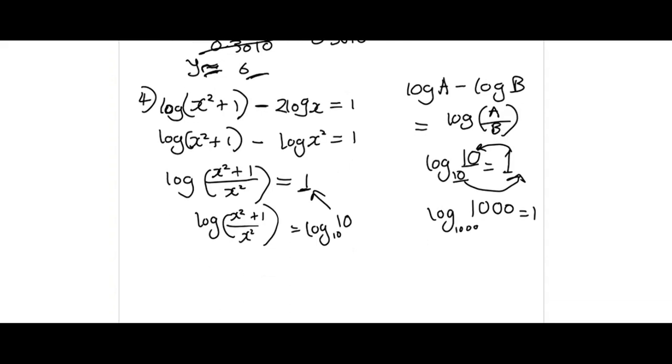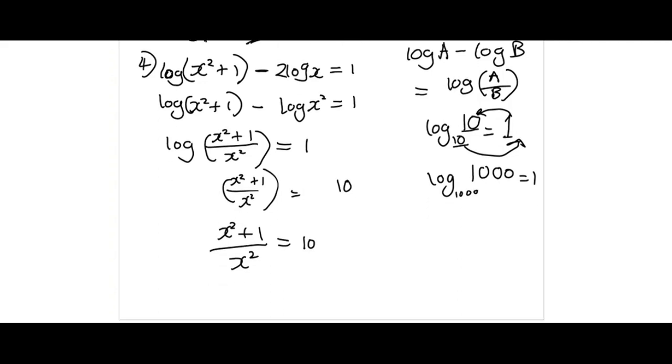The reason why we have to do this is because we want to cancel out the logs and their base. So these two will cancel out, and we are left with (x squared plus 1) all over x squared equal to 10. So that's it. These two expressions went out, and that's a very important and handy rule that will help to make the process of getting our solution easy.